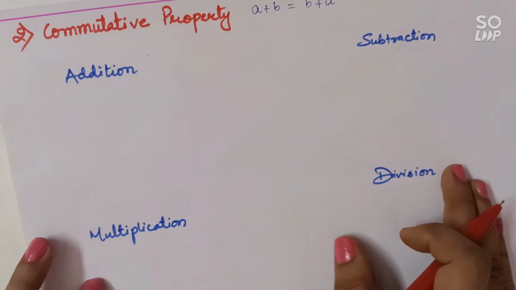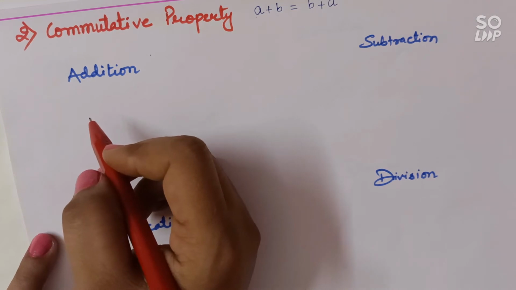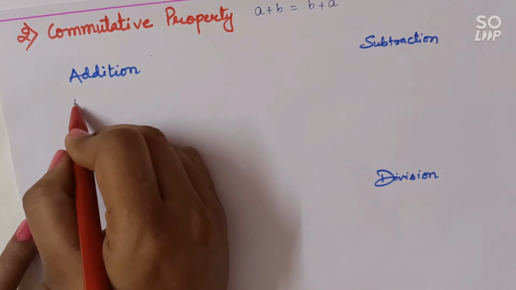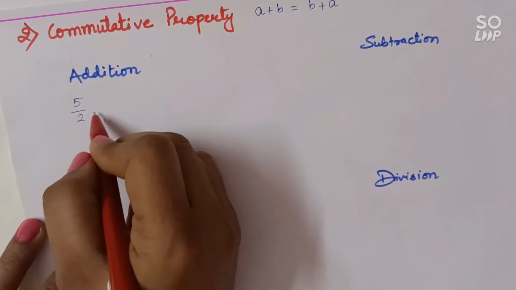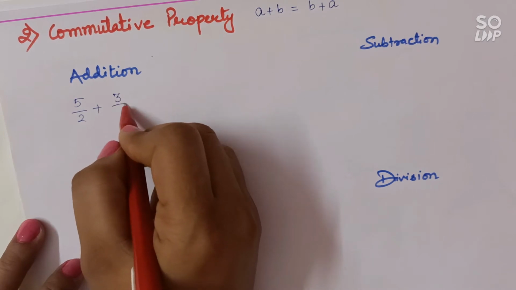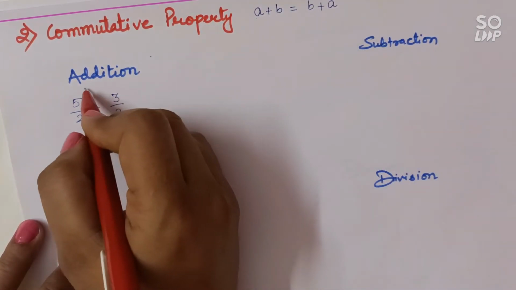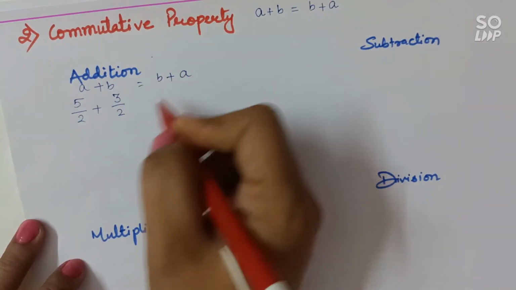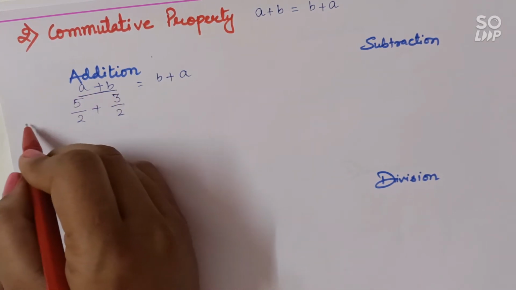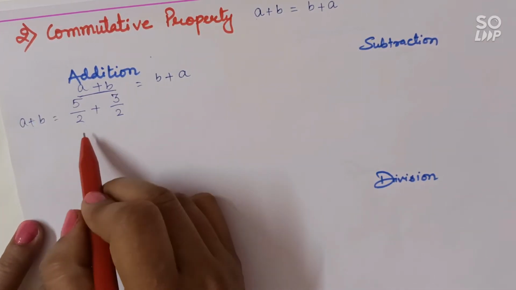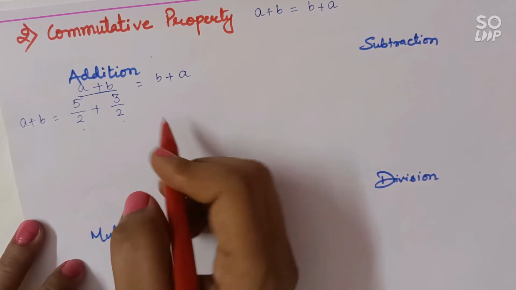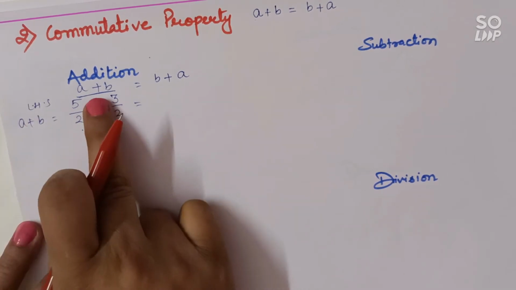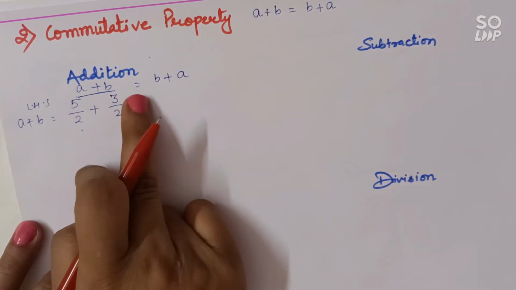So let's check it out. I have taken one example over here. Again the same numbers, 5 by 2 plus 3 by 2. It says that A plus B should be equal to B plus A. So I am checking for the LHS, that's A plus B, where A is 5 by 2 and B is 3 by 2. LHS, left hand side, is A plus B.